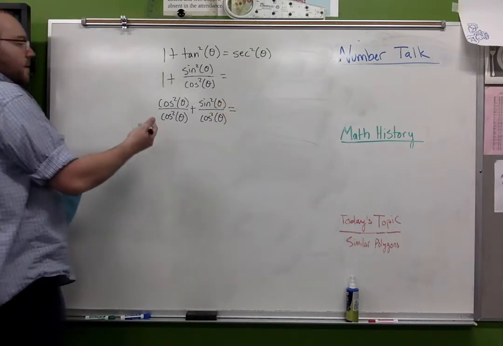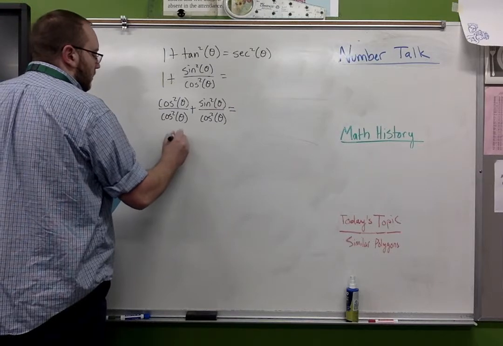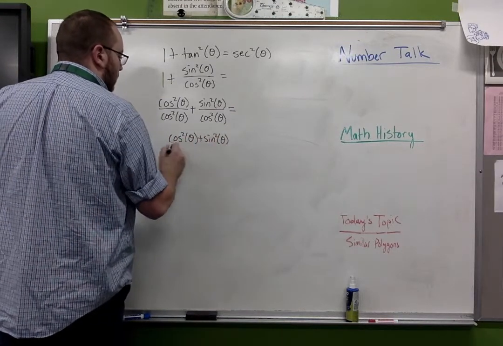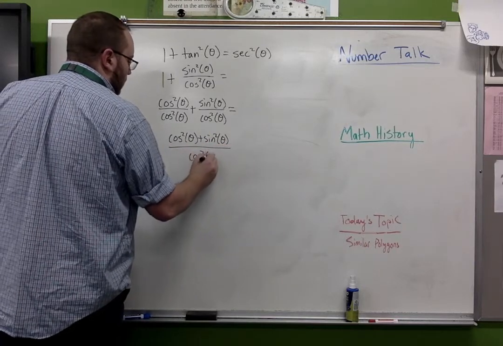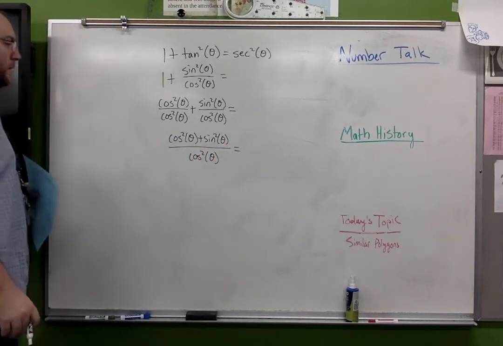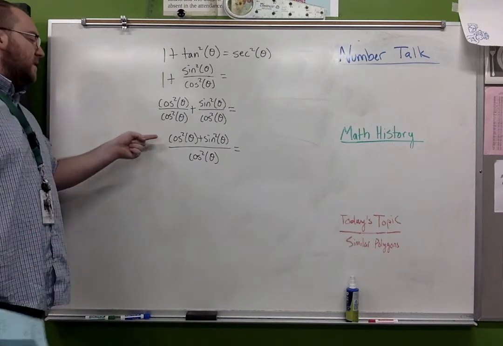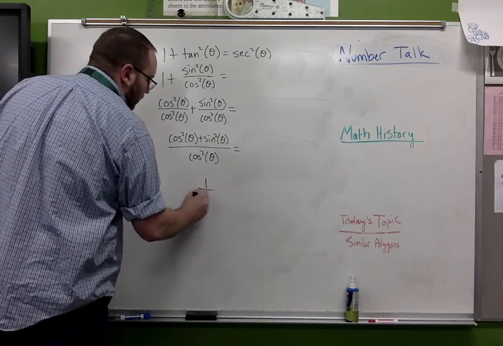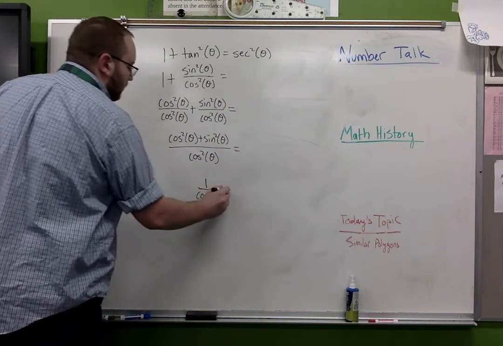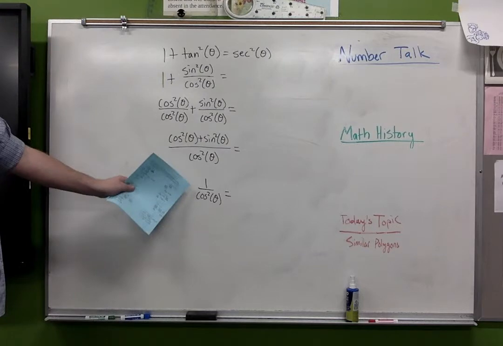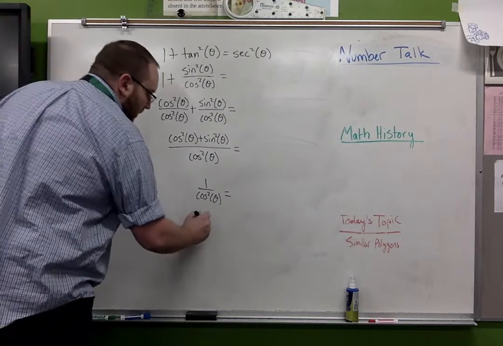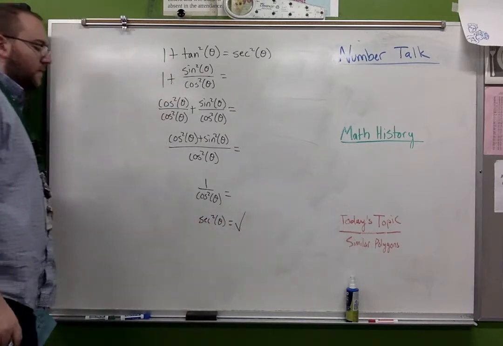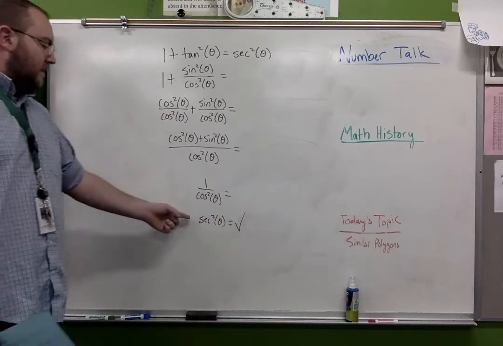I'm going to add my fractions together. Okay, now once again, Pythagorean identity says that cosine squared plus sine squared is equal to 1. So 1 over cosine squared theta. Reciprocal identity says that 1 over cosine squared is secant squared of theta. And verified. Secant squared equals secant squared.